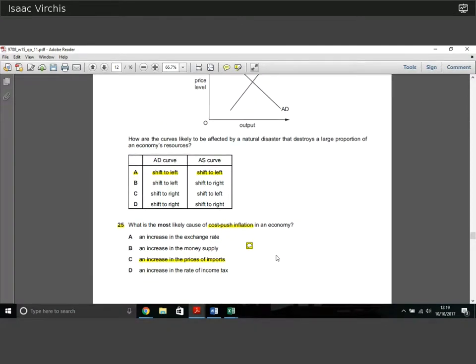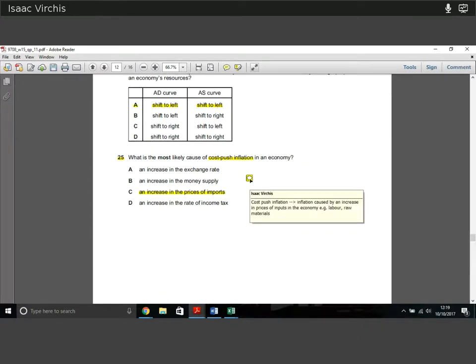Okay, question 25, cost-push inflation. It's inflation caused by an increase in the prices of inputs in the economy. We're looking at things the economy is using, such as capital, maybe labour, maybe raw materials. When their price increases, you get an overall increase in the price of the output. Imagine cars: you have to use various different products to build the car, or different food items to make meals. When the price of those inputs increases, you get an increase in the overall price level of the economy, and that's inflation. So an increase in the price of imports is going to cause cost-push inflation, and it's often the most likely cause.